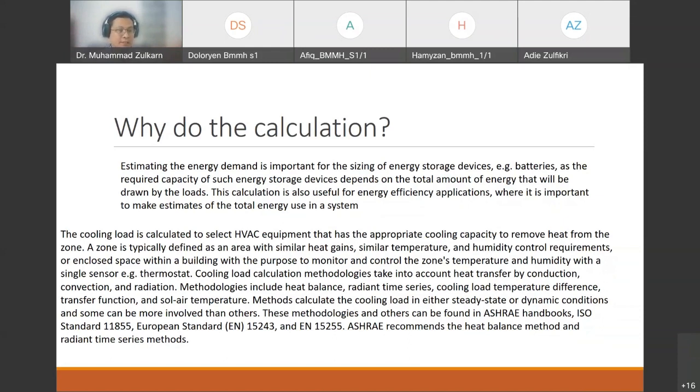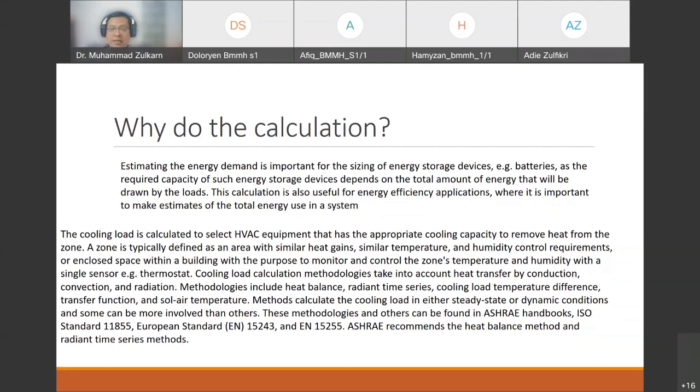The cooling load is calculated to select HVAC equipment that has the appropriate cooling capacity to remove heat from the zone. A zone is typically defined as an area with similar heat gains and similar temperature and humidity control requirements, or an enclosed space within the building, with the purpose to monitor and control the zone temperature and humidity with a single sensor, for example a thermostat. Cooling load calculation methodology takes into account heat transfer by conduction, convection, and radiation.